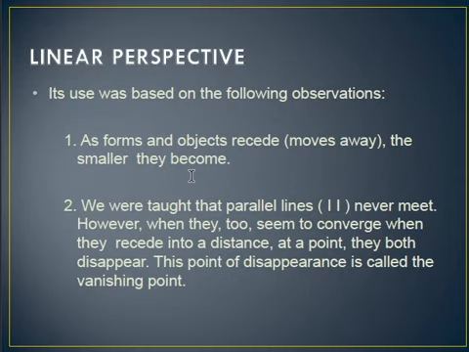Linear perspective was based on the following observation. It is used in the illusion that, if you're driving, the smaller the object, the farther it is. The same applies in photography or anything else. Even with our eyes, when an object is small, it is far from you. We were taught that parallel lines never meet, but if they come from different points, they do meet. There is a point of disappearance where they meet, called the vanishing point.